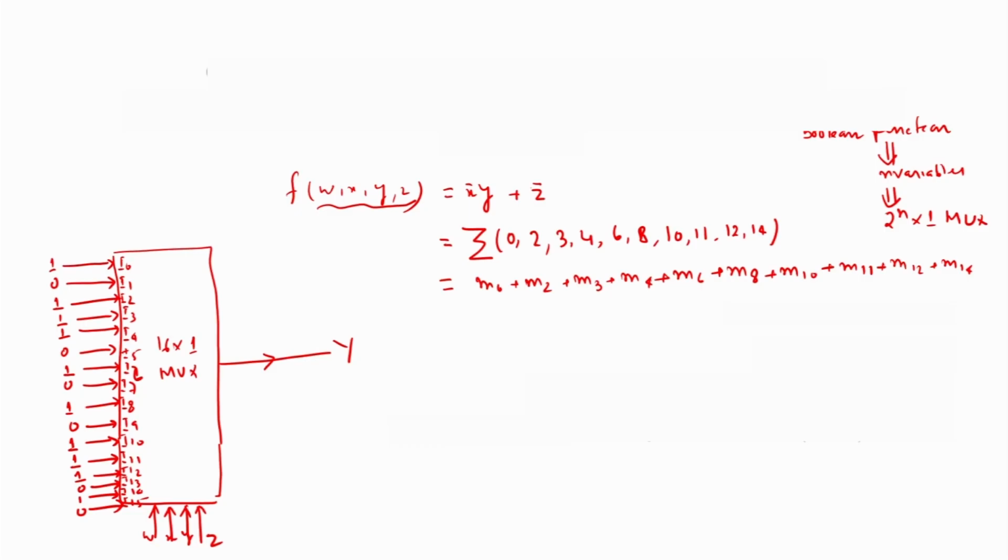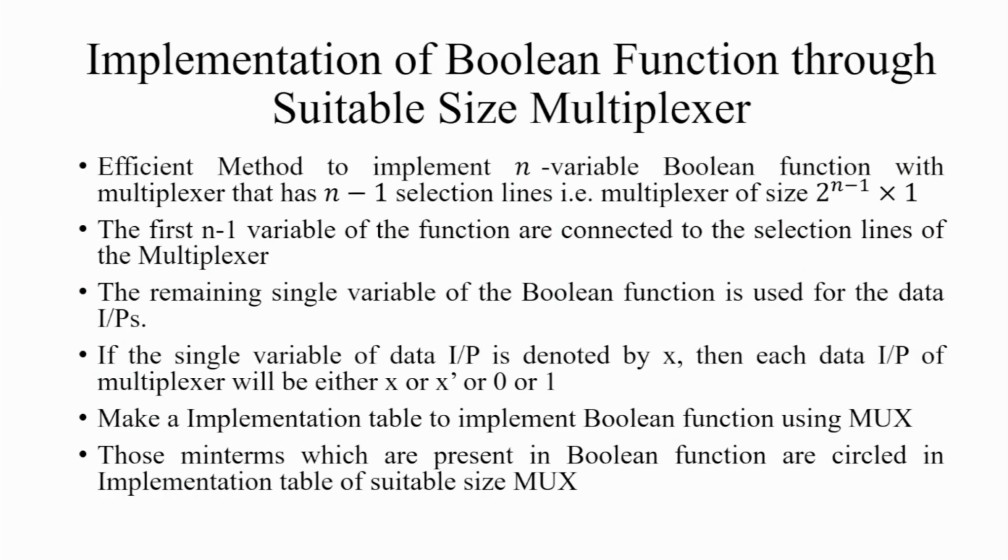This depends on the number of selection lines, and which minterm value is 1. Based on the selection lines and the minterms present in the function, we provide the input corresponding to those minterms a value 1 and the rest of the inputs 0. This is one way to represent a Boolean function by using a multiplexer, but what is the efficient way to implement a Boolean function? Generally the efficient way is to use a suitable size multiplexer.